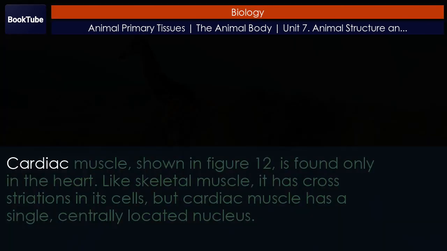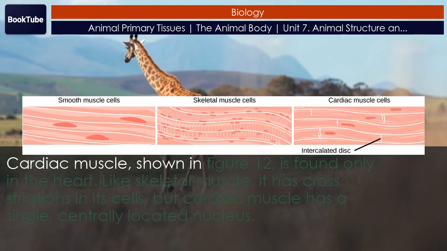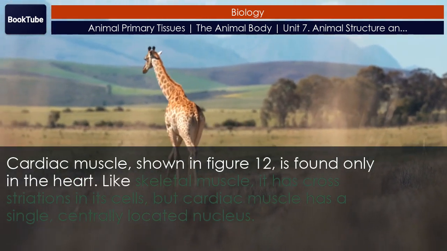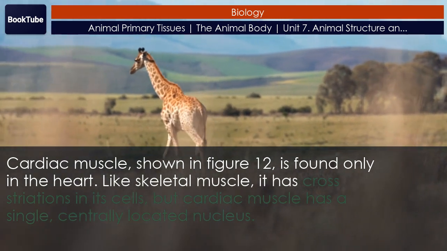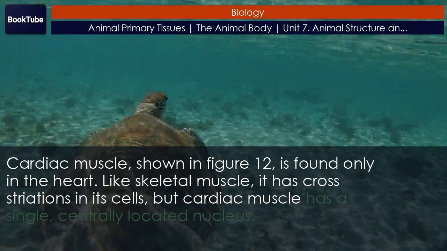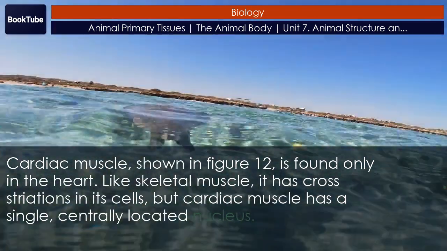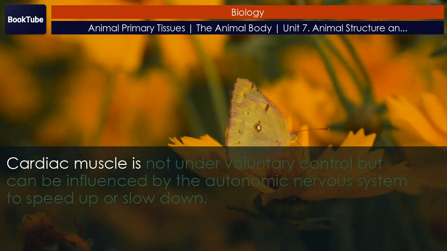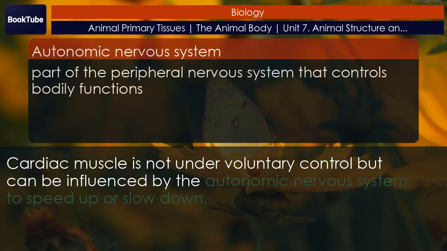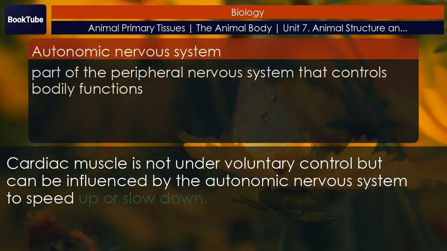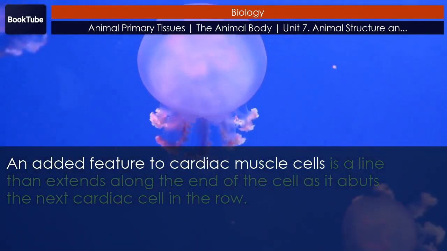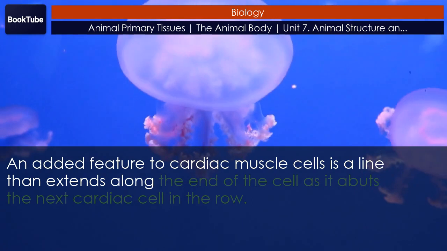Cardiac muscle. Cardiac muscle, shown in Figure 12, is found only in the heart. Like skeletal muscle, it has cross striations in its cells. But cardiac muscle has a single, centrally located nucleus. Cardiac muscle is not under voluntary control but can be influenced by the autonomic nervous system to speed up or slow down.